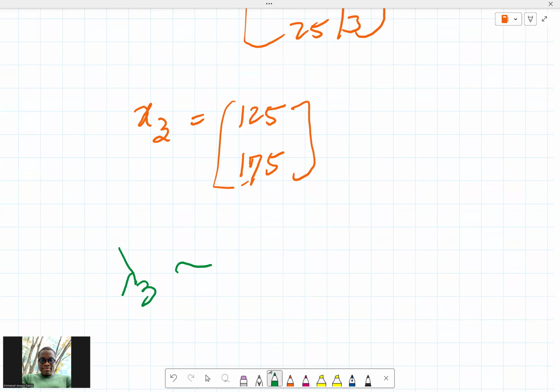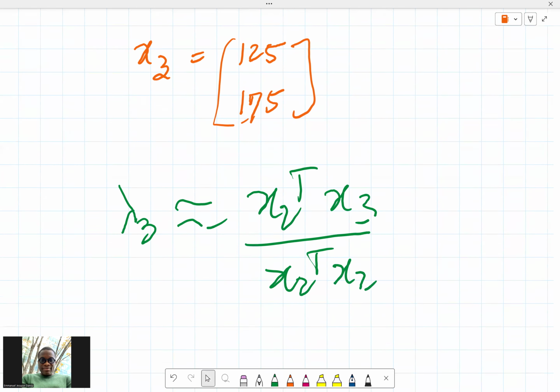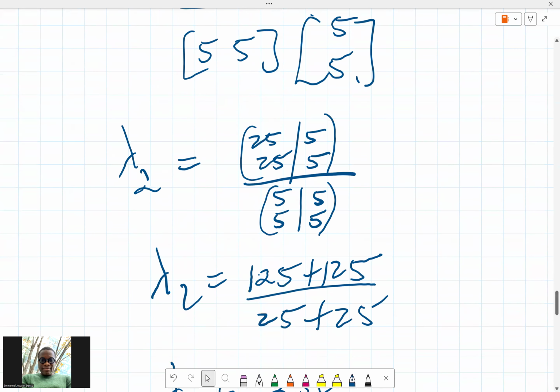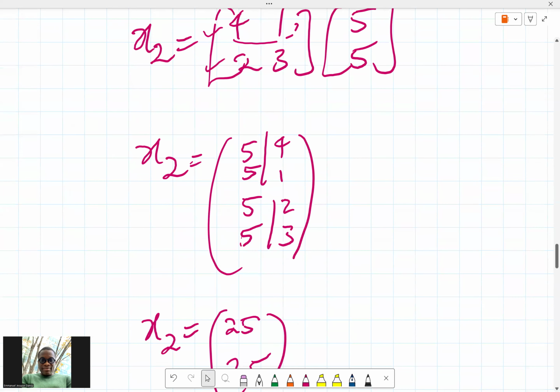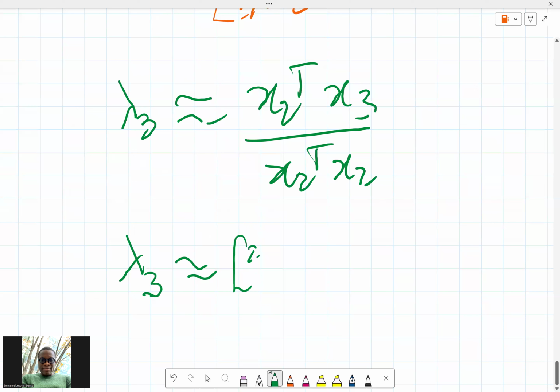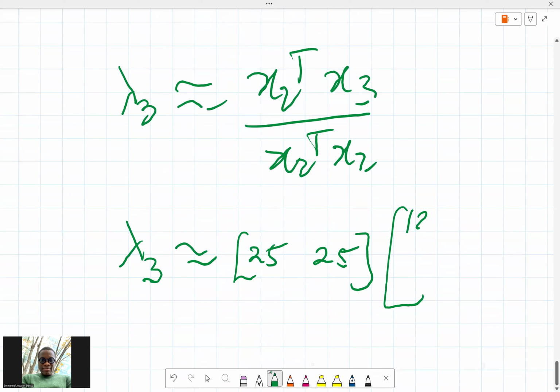Okay, lambda 3 is approximately x2 transpose x3 divided by x2 transpose x2. That's the normalization happening right there. So lambda 3 is approximately, what is x2 again? If you remember, x2 is 25, 25. So that means we have 25, 25 into x3, which is 125, 175. That's a very big number.